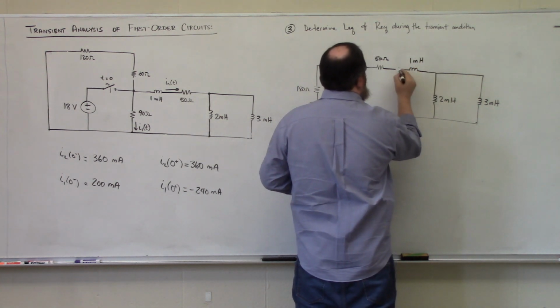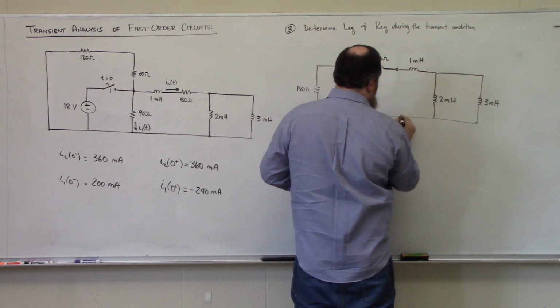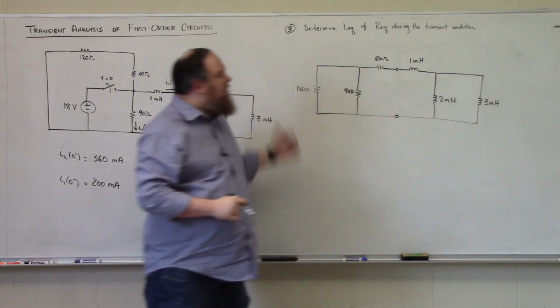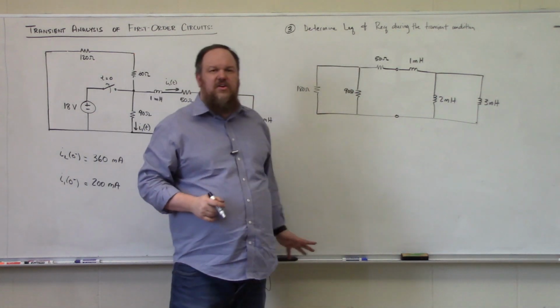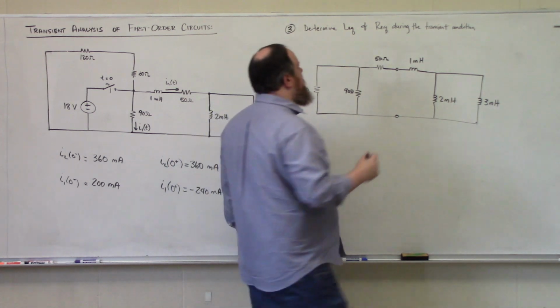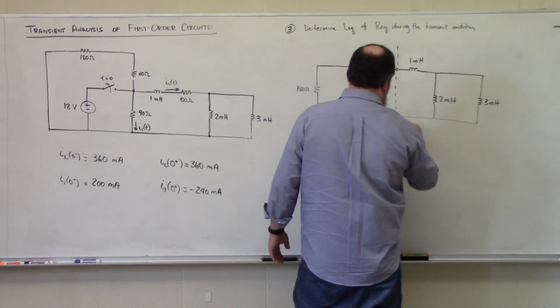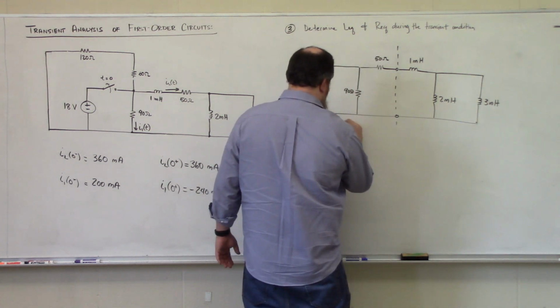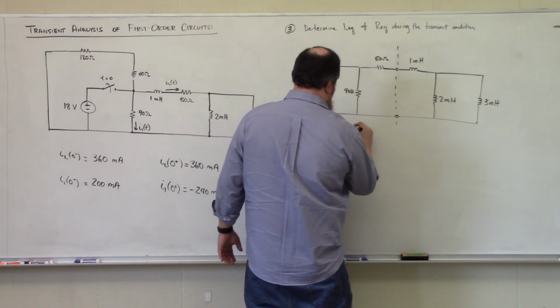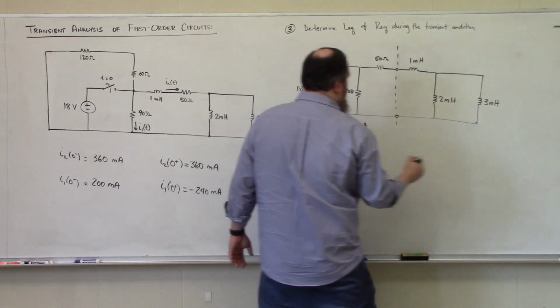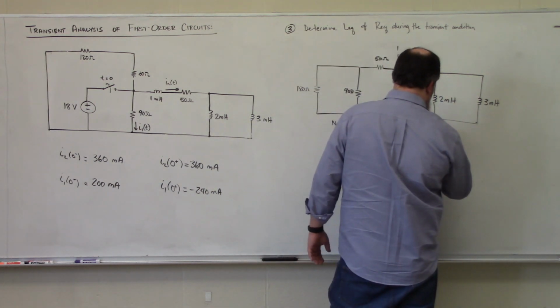And now I'm going to draw some terminals. Effectively, what I've done is I've grouped my resistors on one side of this set of terminals and my inductance on the other side of the terminals, so I can treat this as two different networks. This is network A, and this is network B.